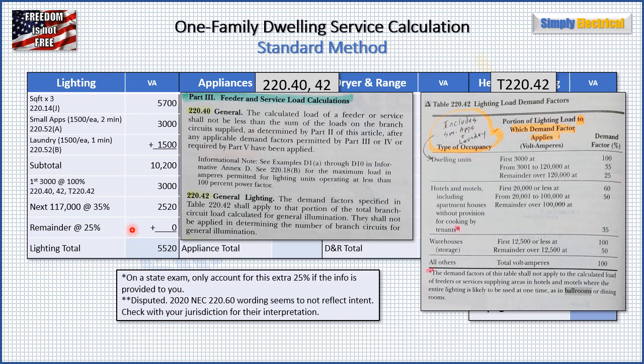So on this calculation on a single family, I doubt you'll ever run across a house that's that big. I mean, you're talking a mansion that is just loaded with small appliances and laundry circuits and just ginormous square footage. So anyway, most of the time you're going to have 3,000 here, and then you're going to have 35% of whatever's left over. And in our case, we take 3,000 away from this, we get what, 7,200? 35% of 7,200 is 2,520. So then we add the 3,000 and the 2,520 together, and we end up with 5,520 as our lighting total. And that takes care of column 1, lighting.